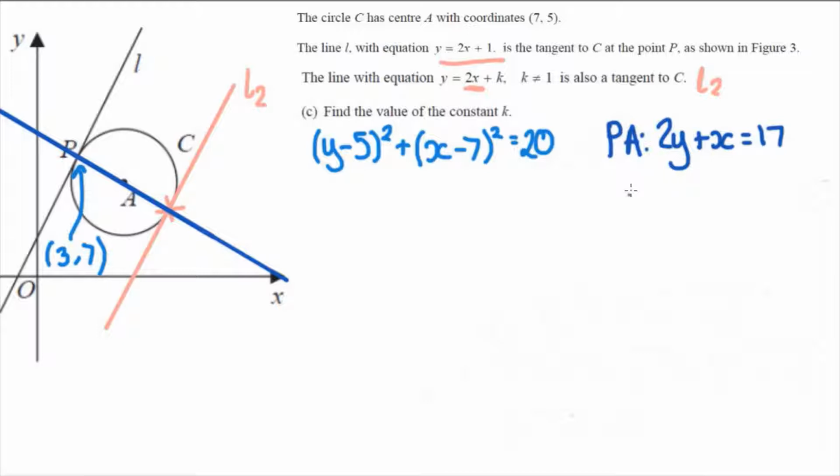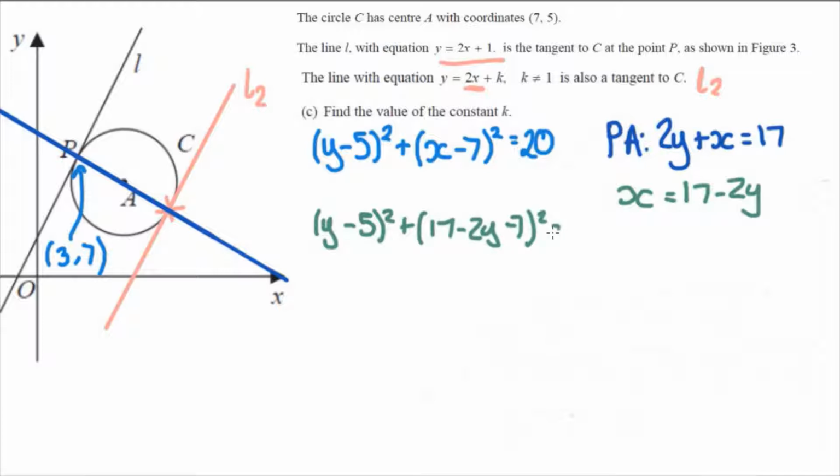So we're just going to rearrange this and put x is equal to 17 minus 2y. Now substituting that into here, we get y minus 5 squared plus 17 minus 2y minus 7 squared is equal to 20. Y minus 5 squared plus 10 minus 2y squared equals 20.